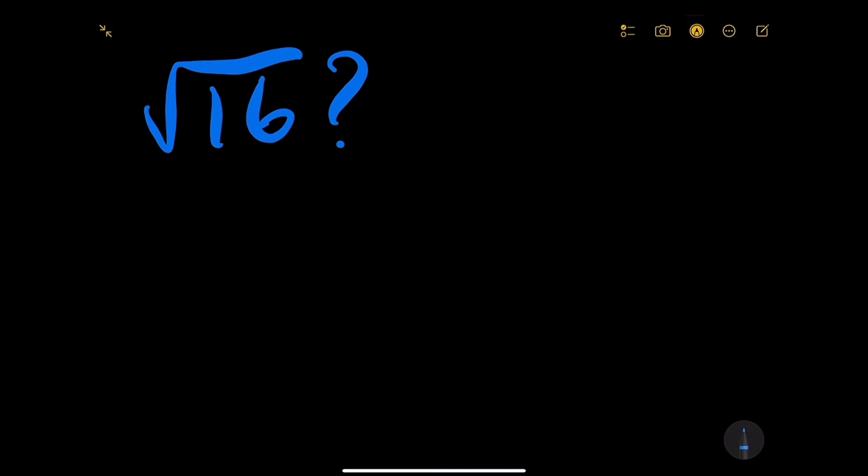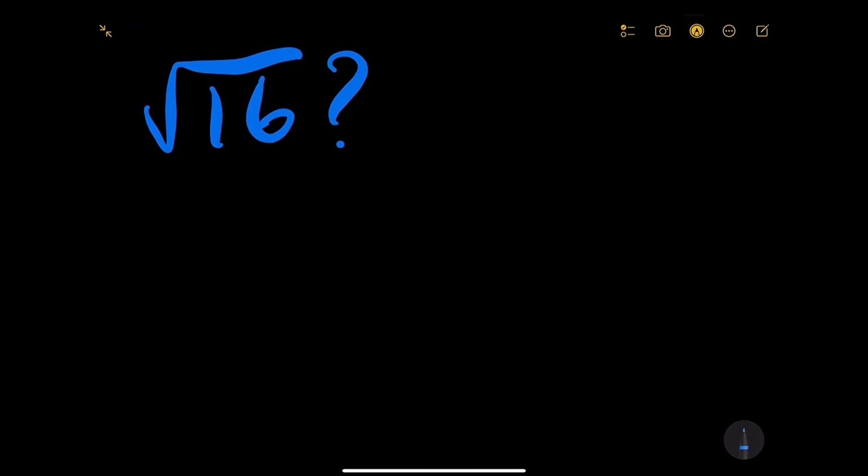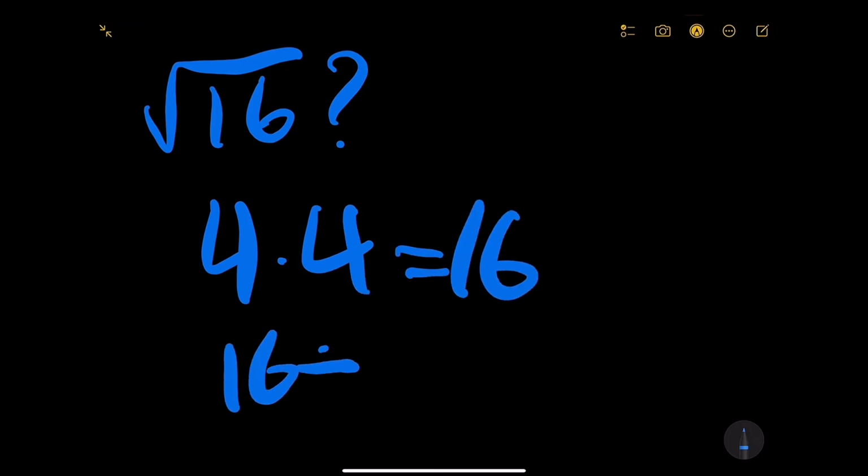So in this case, it would be the number 4. As I've already shown, the perfect square chart, 4th row in the 4th column. This means 4 times 4 equals 16. And to double check, you can do 16 divided by 4, which equals 4, obviously. And that's how you solve regular square roots. Let's look at another example.